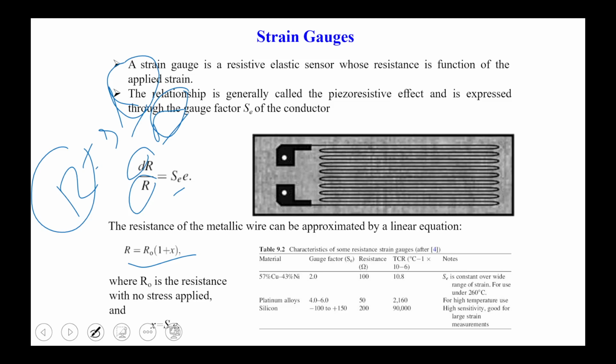And like that, platinum alloy silicon, the gauge factor varies from 4 to 6 over the temperature range minus 100 to 150 degrees Celsius, and the resistance at minus 100 degrees Celsius. If the gauge factor is 4, it is 50. If the gauge factor is 6, it will be 200. And the total change in the resistance should be 2160 to 90,000 in that case.